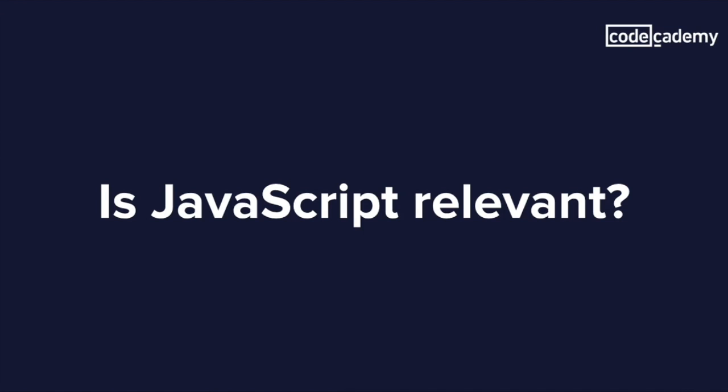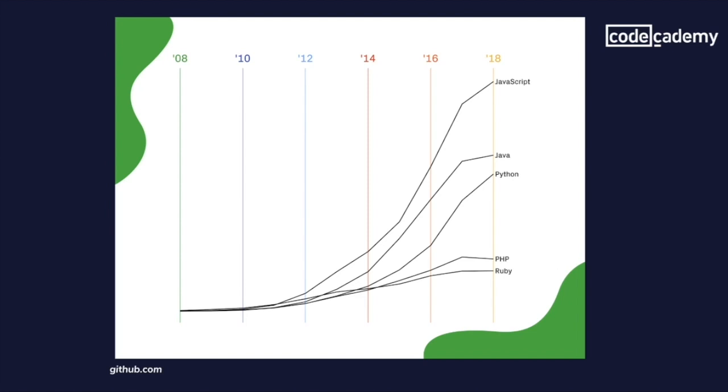So now that we've covered how JavaScript fits into the world of programming, you might be wondering, is it still useful to learn? Well, according to GitHub.com, which is the cloud-based storage system for code, it was the most popular language in 2018 in terms of repositories created. Repository is just another word for a project.